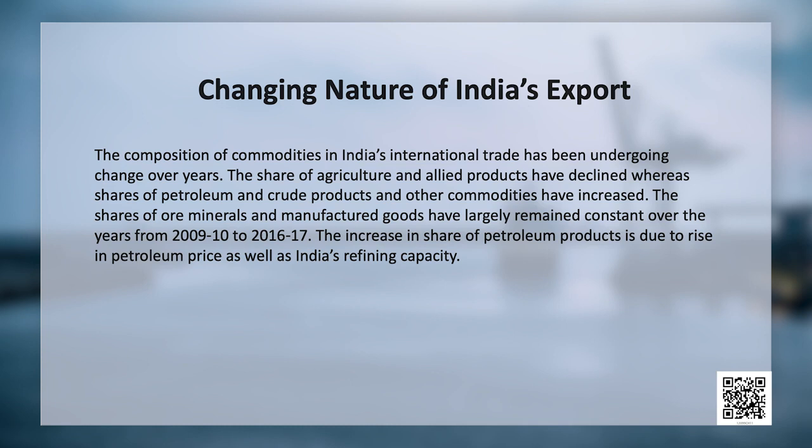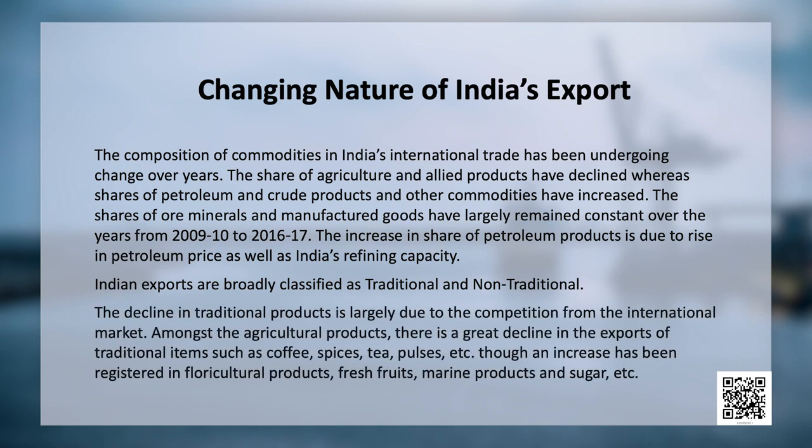Indian exports are broadly classified as traditional and non-traditional. The decline in traditional products such as cereals, coffee, cashew nuts is largely due to competition from the international market. Amongst the agricultural products, there is a great decline in the exports of traditional items such as coffee, spices, tea, pulses, though an increase has been registered in floriculture products, fresh fruits, marine products and sugar.